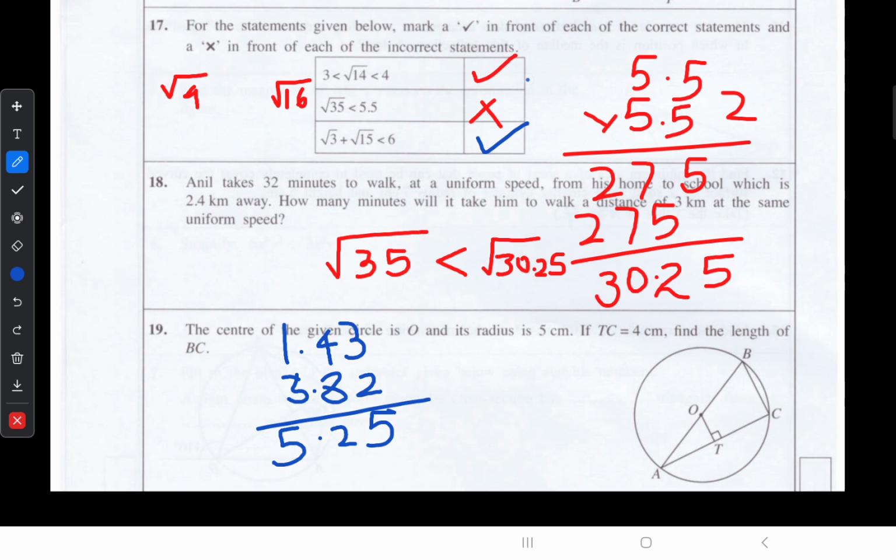So the first and third statements are correct. The second statement is wrong.